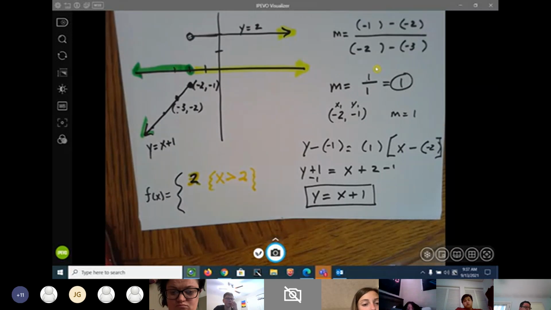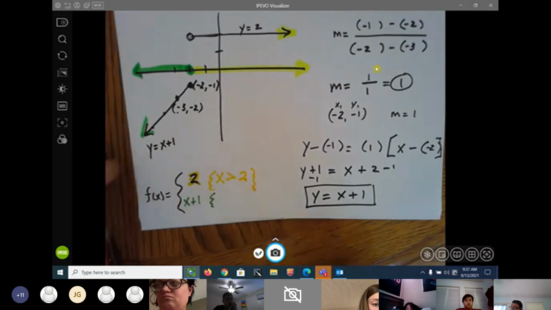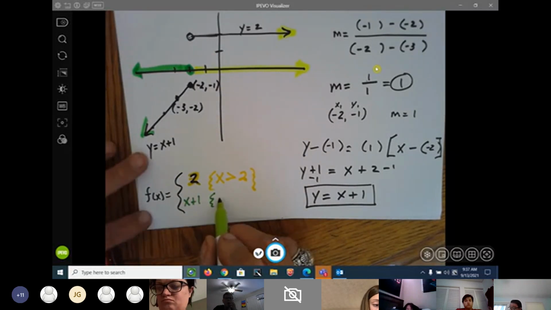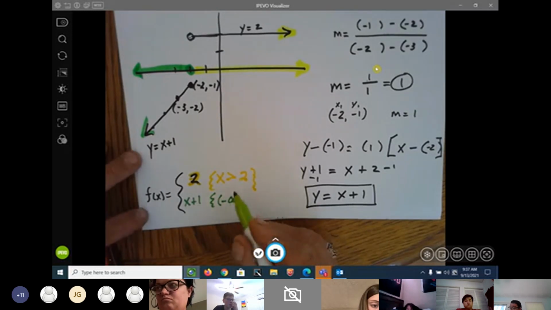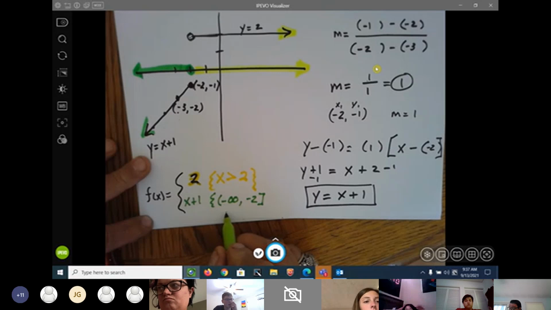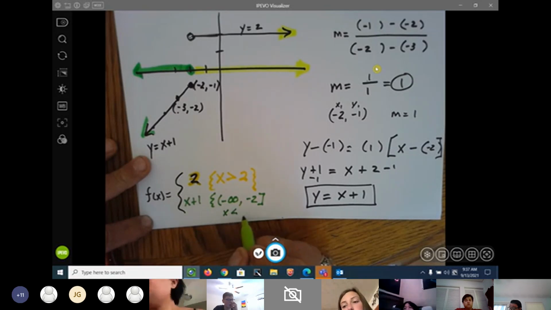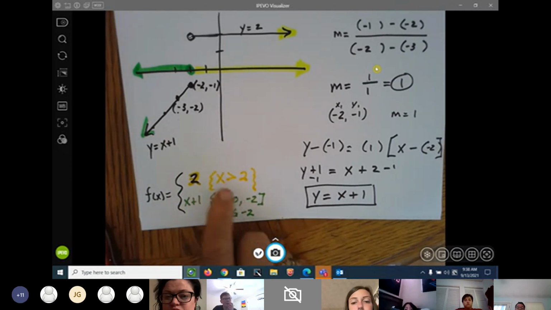And the next one, we'll do it in green. Where's my green marker? And that's going to be x plus 1. And the domain for that function is negative infinity to what? Negative 2. And you can use negative 2. Or you can say x is less than or equal to negative 2, whichever one you want to use. And that should be the answers to this question.